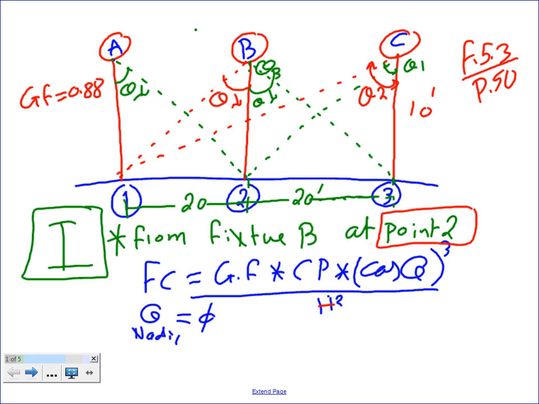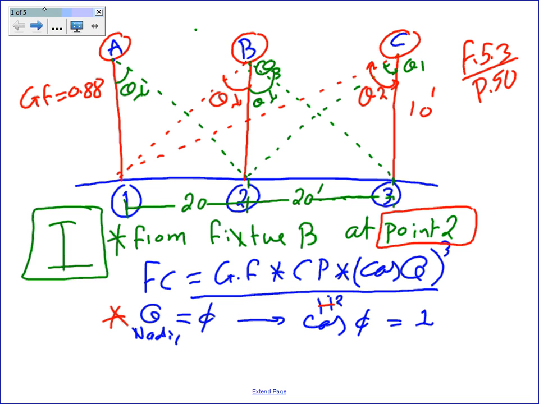Nadir point equals 0, right? So if you take a Q of 0 and take the cosine, cosine of 0 is 1, right? So the first thing you need to do is find the angle. Q, the nadir point right underneath the fixture, is 0. Cosine 0 is 1. Done. Then let's plug in the formula and do the calculation. So foot candle equals, the first thing is the guard, which is 0.88 times.